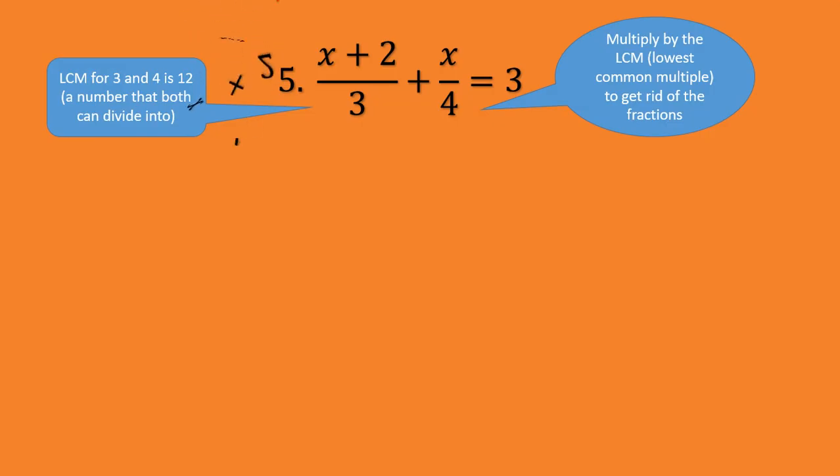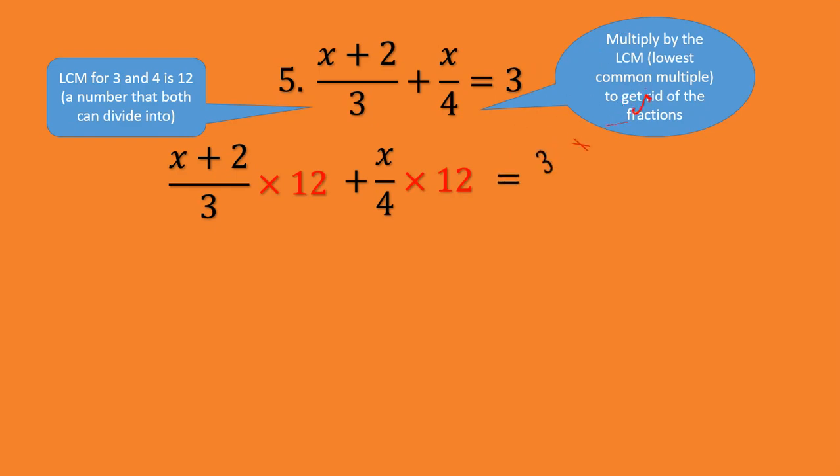So what we do here is we are going to multiply x plus 2 over 3, and x over 4 by 12. But don't forget, what we do on the left hand side, we must do on the right hand side. So 3 must also multiply by 12. So that will give me 3 divides into 12 4 times. That 4 will multiply with the x plus 2. 4 divides into himself and into 12 3 times. That 3 must multiply with the x over there, and on the other side we've got 3 times 12.